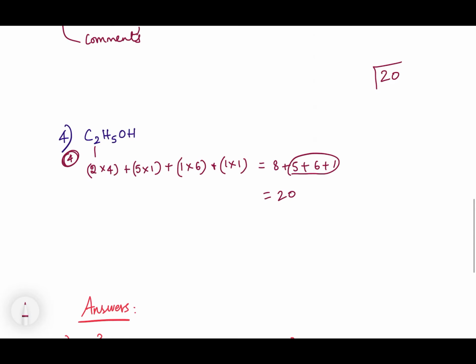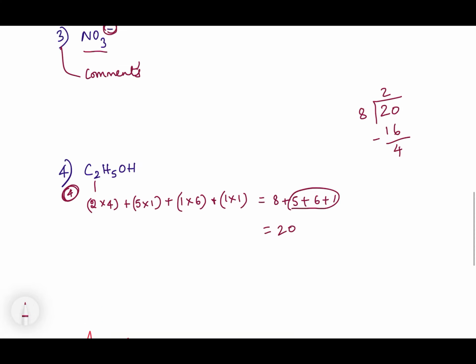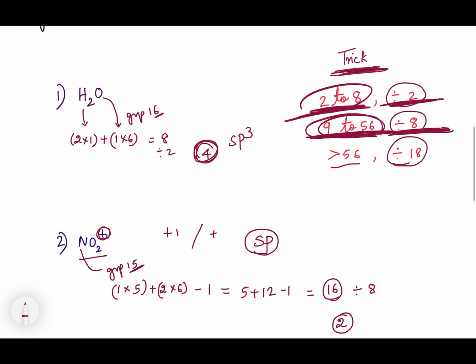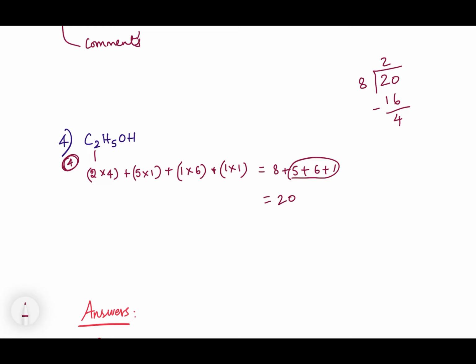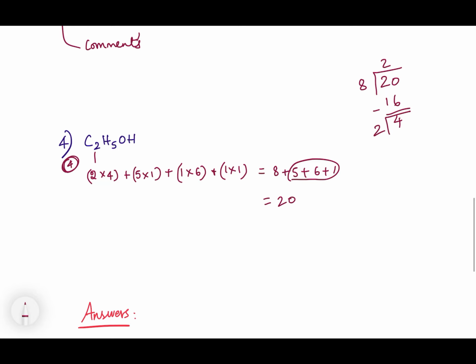We get 20. Now this 20, I divide by 8, because it lies between 9 and 56. 8 into 2 is 16, and you get the remainder as 4. Again, 4 is a number which lies between 2 and 8, so we need to divide it by 2 according to the trick. 2 into 2 will be 4. Remainder will be 0. Till the remainder comes 0, we need to do it.